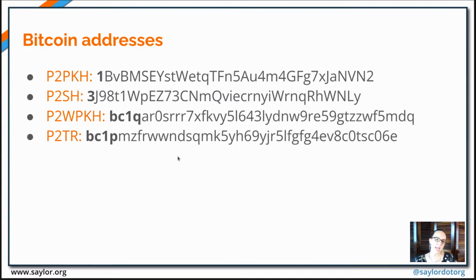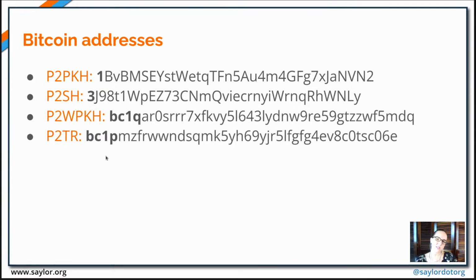After that, we had SegWit, right? And then you get this pay to witness public key hash, and those addresses look like this, BC1Q, right? And then the latest change to Bitcoin transactions was the pay to taproot transaction, which looks like this, BC1P.